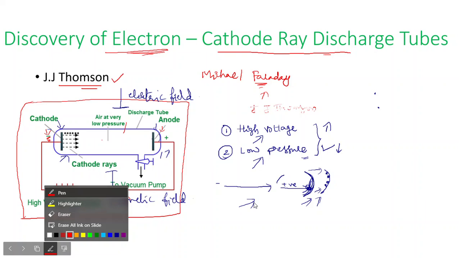So in the absence of electric or magnetic field, these rays travel in straight lines. But in the presence of electric or magnetic field, they did not travel in straight lines. They got deflected like this or this. So in the presence of electric field or magnetic field, the rays got deflected.